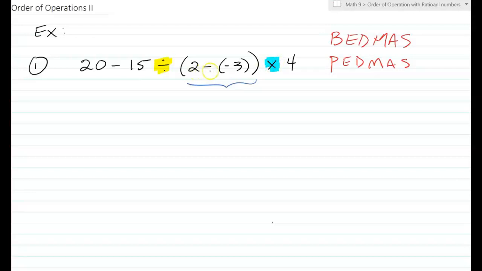What is 2 minus 3? Well, remember the two negatives beside each other make it positive, so that just becomes addition. So that's 2 plus 3. So that's 5. Great, let's rewrite. 20 minus 15 divided by 5 times 4. So I just rewrote everything except the bracket was simplified, and that's 5.